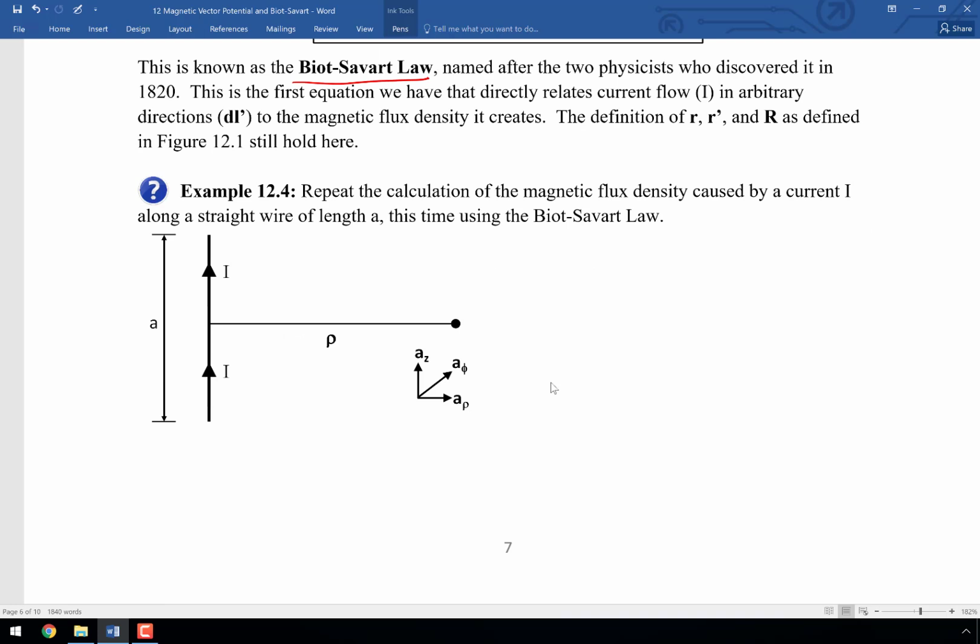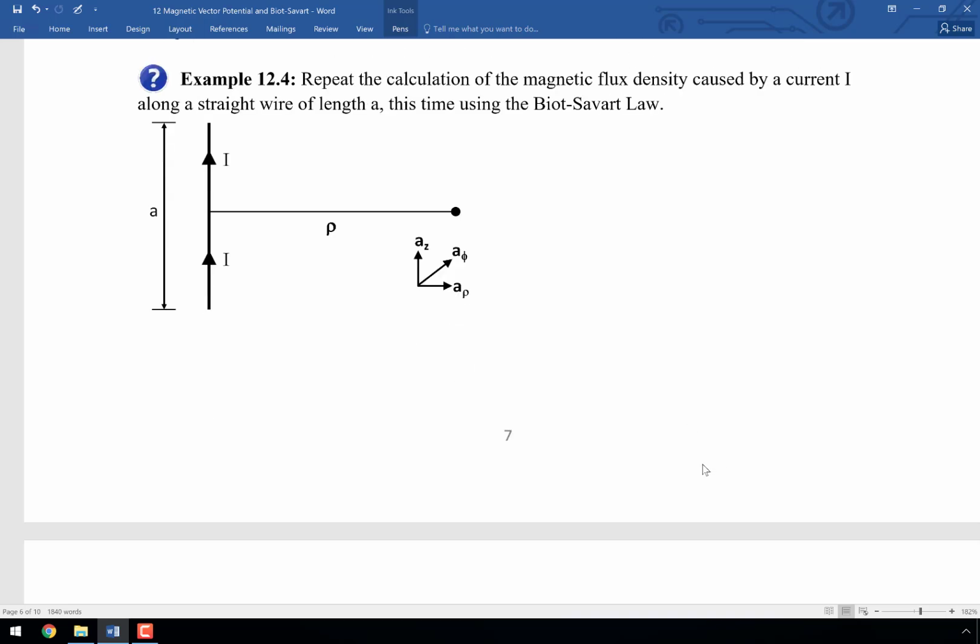Now let's go ahead and apply Biot-Savart. So we can now take example 12.4. We're going to repeat the calculation of the magnetic flux density caused by the current I along a straight wire of length A, this time using Biot-Savart. So it's exactly the same problem that we saw in the previous three example calculations, but we're now going to solve it using a different method.